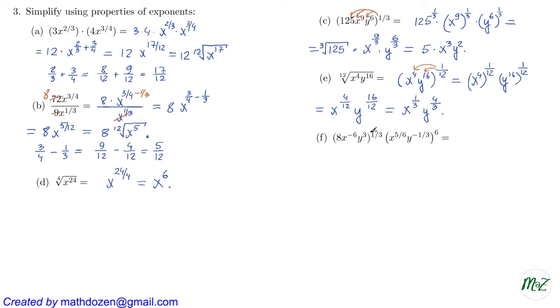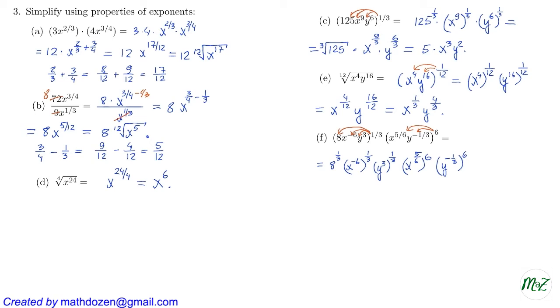So we're going to start doing similar things. In the first parenthesis, we're going to distribute the 1/3 exponent over the 3 terms, and we're going to distribute the 6th exponent over the 2 terms in the second parenthesis. So we're going to have 8 to 1/3, x to the negative 6 to 1/3, y cubed to 1/3, x to the 5/6 to the 6th, and y to the negative 1/3 to the 6th power.